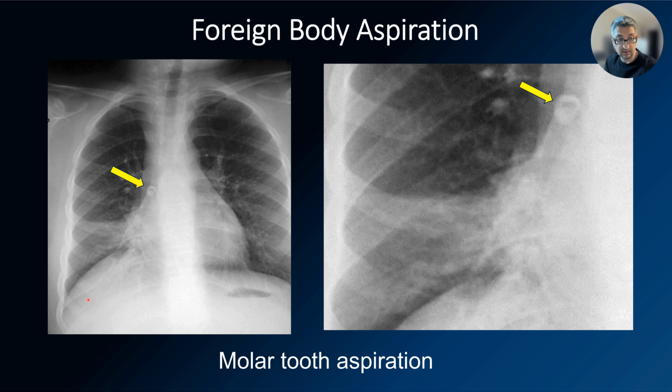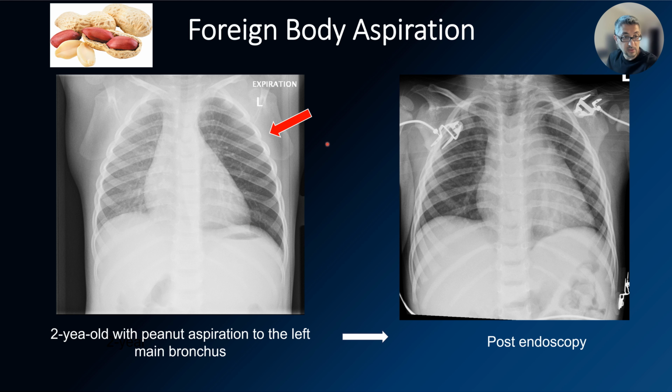So we can see the atelectasis distal to the airway. In this one, foreign body aspiration, a peanut aspiration to the left main bronchus, we are not able to see it directly, and this is the most common scenario. But what we are seeing is hyperinflation on the same side, and this is not technical. And after endoscopic removal of the foreign body, we can see normalization of the lung volumes.